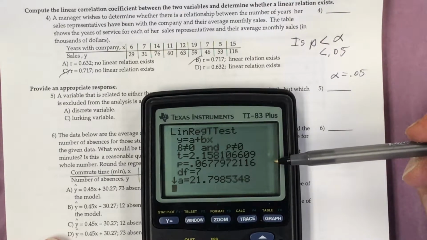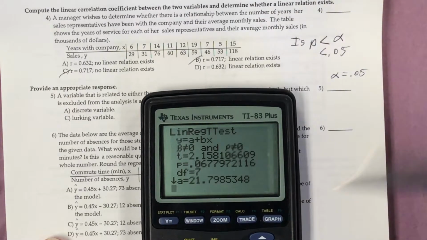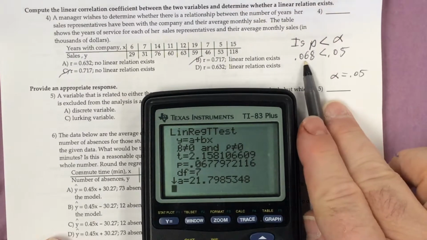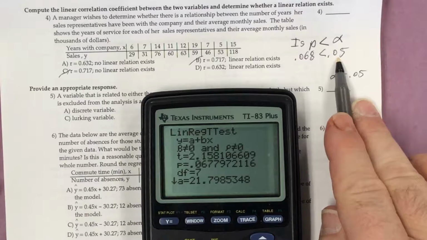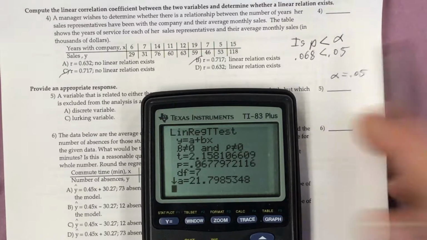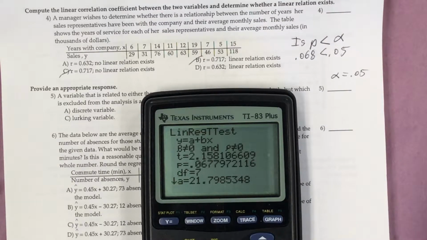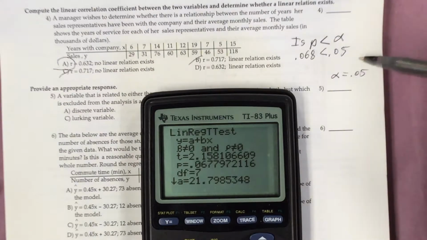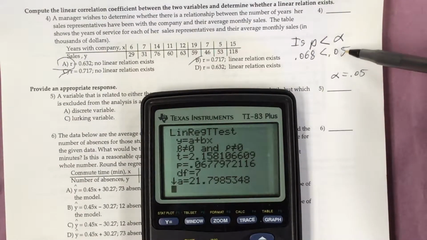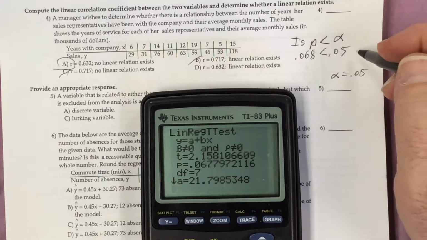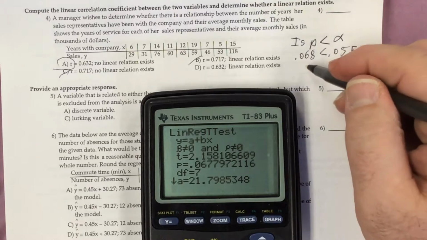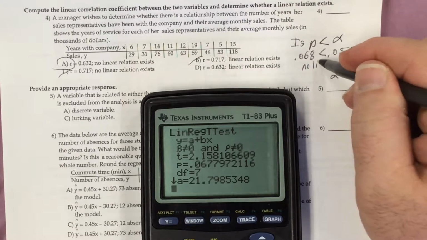And we get that p-value right here, which rounded to the nearest 3 decimal places is going to be 0.068. And because 0.068 is not less than 0.05, we will conclude that there is not a linear relation in this one here. So if p were less than alpha, then we would say there is a linear relation. So since this is false, we can say that there's no linear relation.